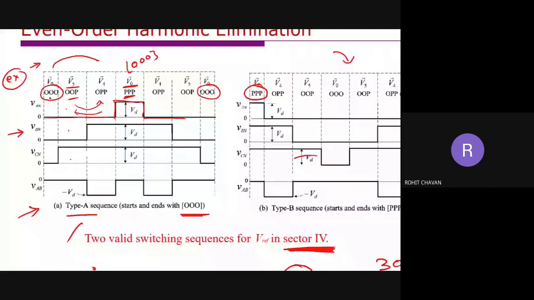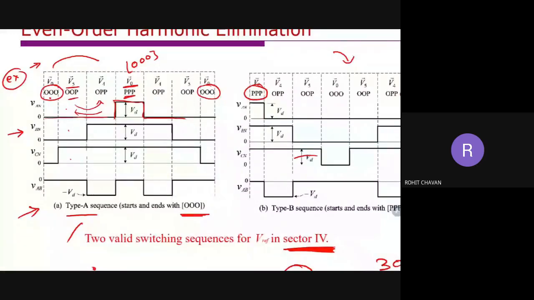So this algorithm is intelligent. We need to intelligently place the switching, right? So you have two options: either you can use 0, 0, 0 or PPP. The disadvantage when you use 0, 0 is it will affect two phases. That means extra switching will be there, right? So we have to carefully select so as to minimize the switching losses.